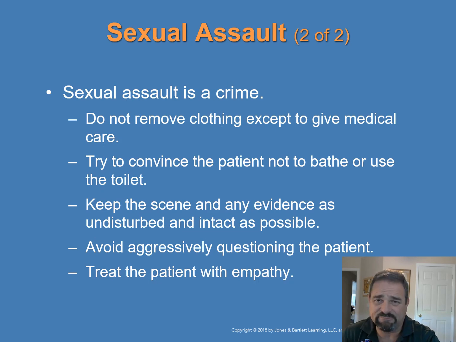It is a crime, plain and simple. So do not remove clothing except to give medical care. Try to convince the victim not to bathe or to use the toilet. Keep the scene and any evidence as undisturbed and intact as possible. And then avoid aggressively questioning the patient about the incident. Treat the patient with empathy. Maintain the patient's privacy by covering him or her with a sheet or blanket. Do not leave the patient alone.